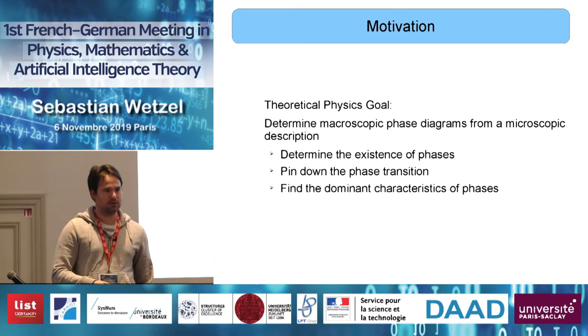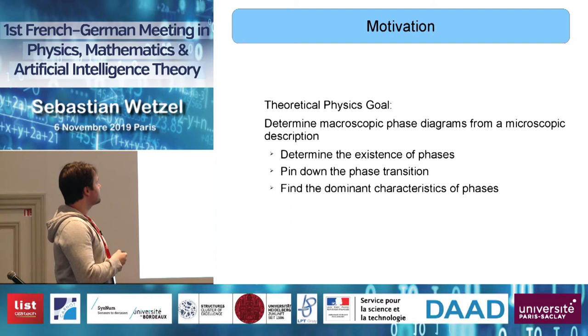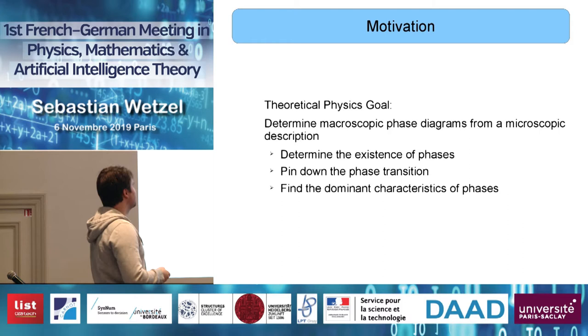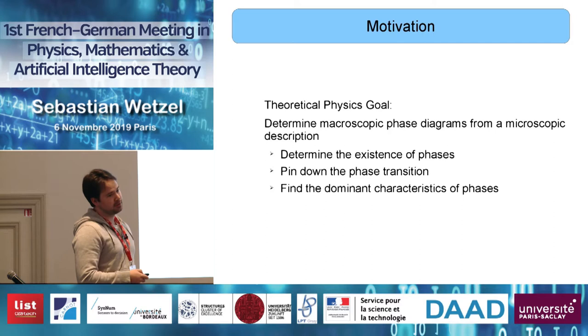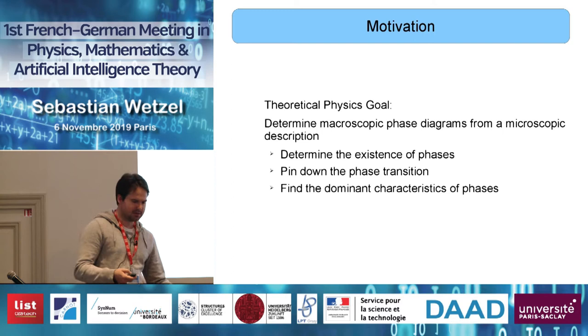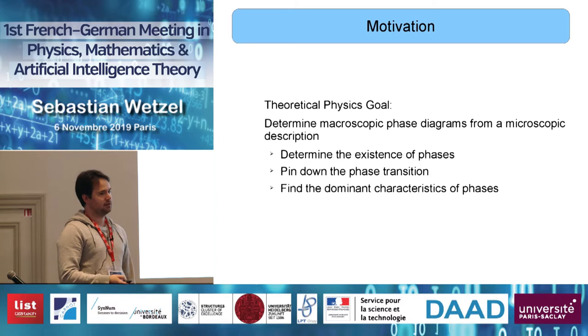So what is the general physics setting that we deal with? Our goal is to determine the macroscopic phase diagrams from a microscopic description, so the Hamiltonian, for example. Determining the phase diagrams means we need to determine the existence of different phases. We want to pin down the exact locations of the phase transitions, and we want to find the dominant characteristics of the phase transitions. So we want to know what kind of phases exist. We could already start by assuming all the phases that we know exist, and we only want to know the location of the phase transition.